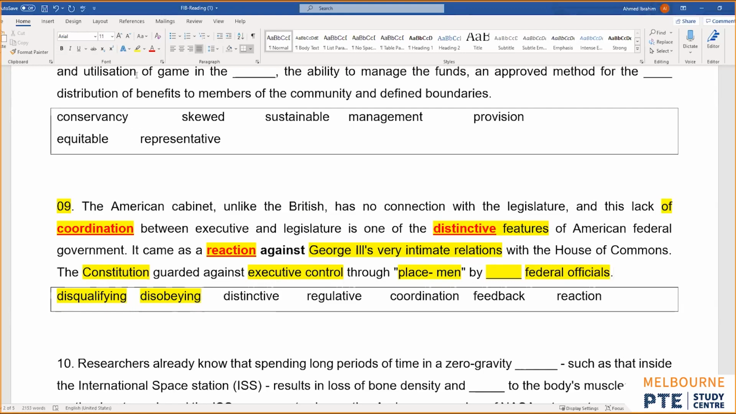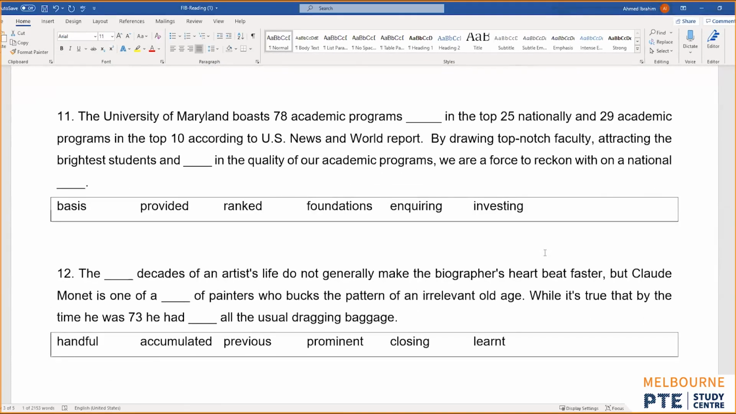Good. Okay. So it is actually disqualified. Okay. Because it is saying guarded against executive control. So if you have a look at the meaning of it, and if you're saying just disobeying because they didn't obey them or what they were saying, that's not appropriate. But if you say they're guarded against executive control by disqualifying them, as in eliminating them from their particular positions, that's appropriate. Okay. All right. Now let's have a look at some other questions.